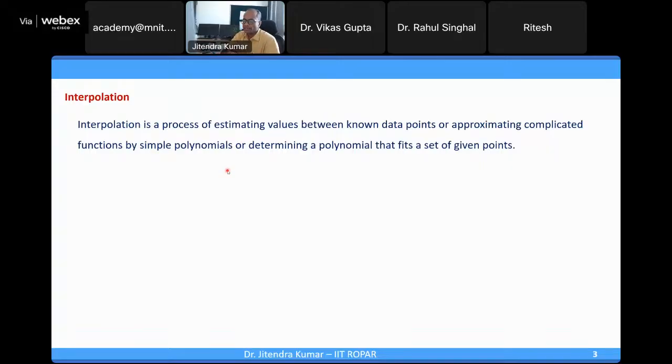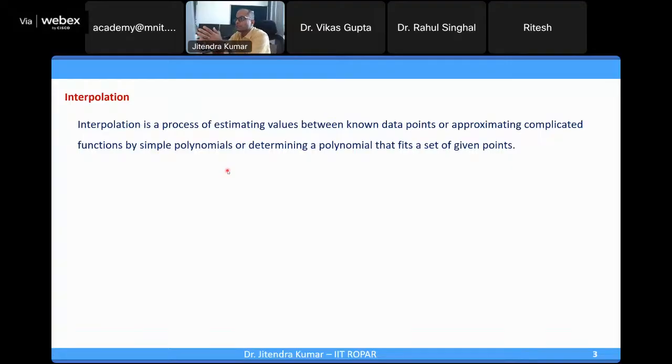So in many applications, or from experimental data, only the values at some finite points are given, and then we want to estimate the value of that variable at a point which is not known. So that is the technique, it's called interpolation.